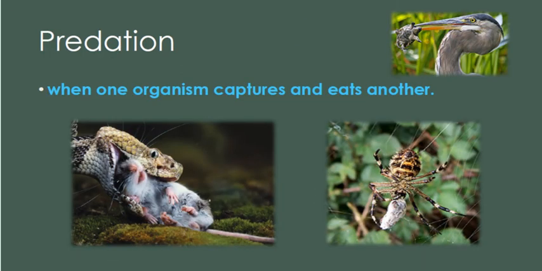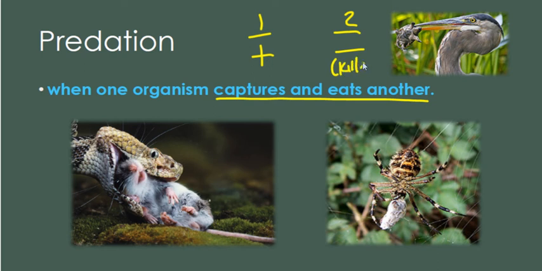Predation. When it comes to predation, one organism captures and eats the other. So one is killed. So one organism completely benefits, and the other organism is harmed. So it has a negative connotation. In fact, they are killed. So one positive experience, one negative experience.